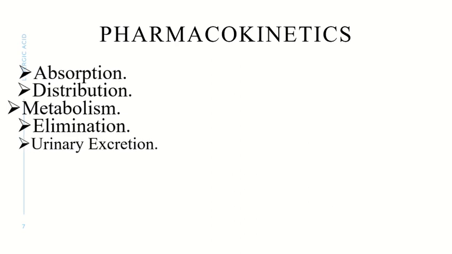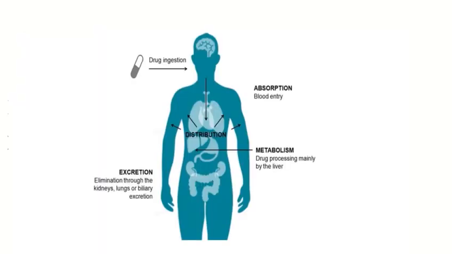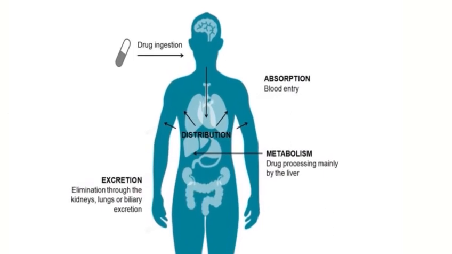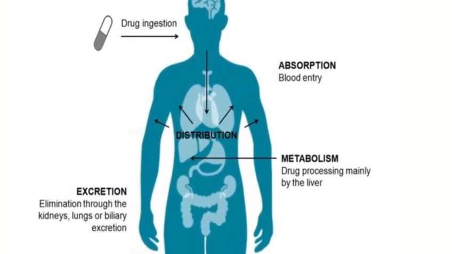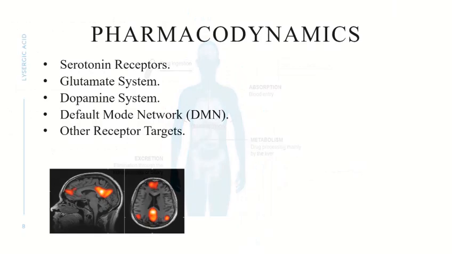Urinary excretion. After metabolism, LSD and its metabolites are primarily excreted in the urine. Detectable levels of LSD and its metabolites can be found in urine for up to 2 to 4 days after ingestion, depending on factors such as the dose, individual metabolism, and testing methods.